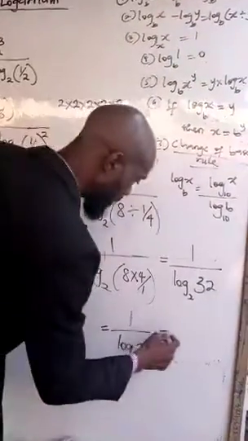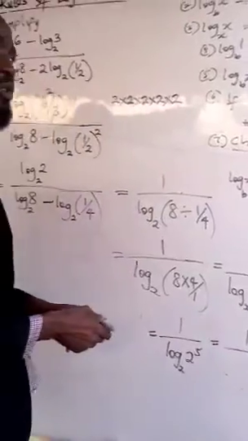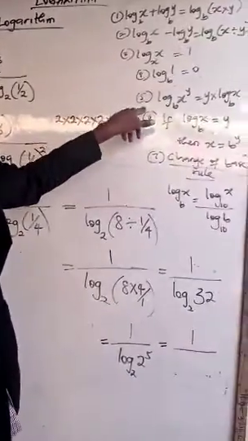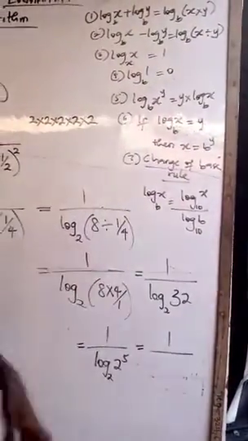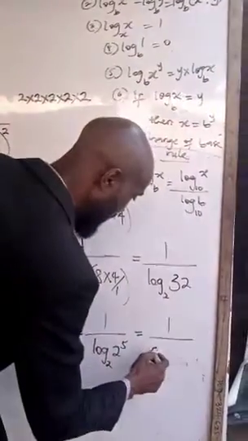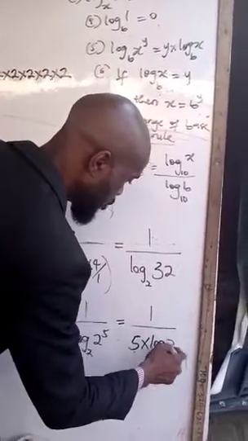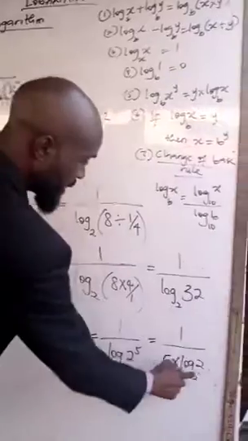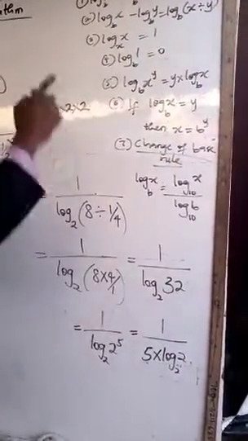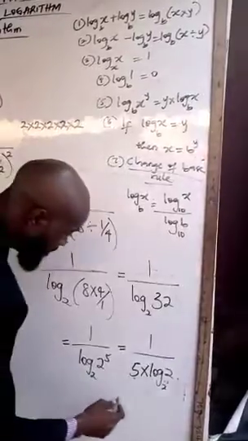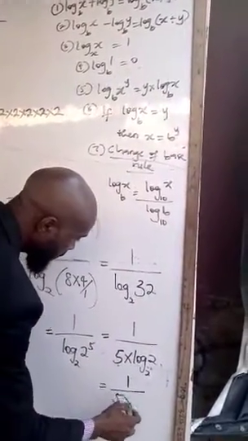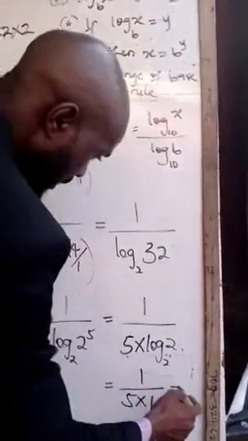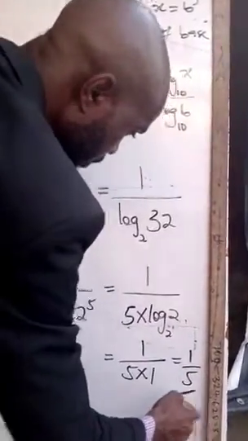So from here, this is going to be 1 over, we apply one of the rules of logarithm here, rule 5. Now if a number has a power, the power goes to the front of the log. So this is going to be 5 times log 2 base 2. And if the number and the base are the same, according to rule 3, this will be 1 over 5 times 1. Log 2 base 2 is 1, and 5 times 1 is 5. So that means the answer to this is 1 over 5.